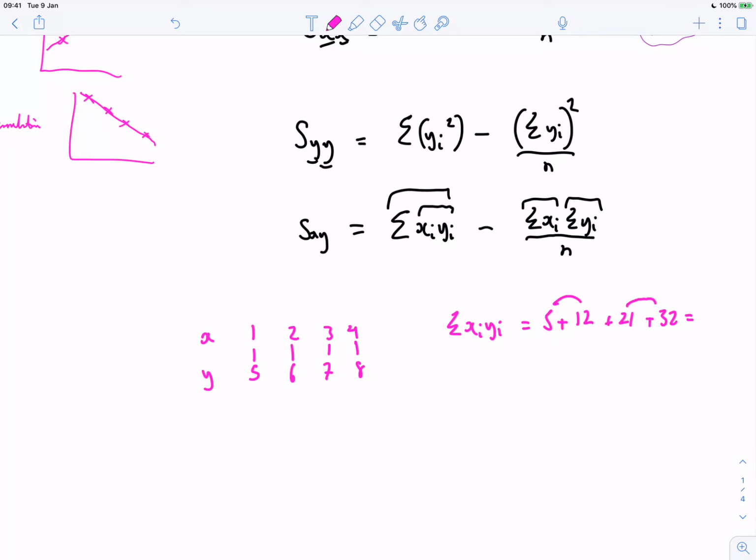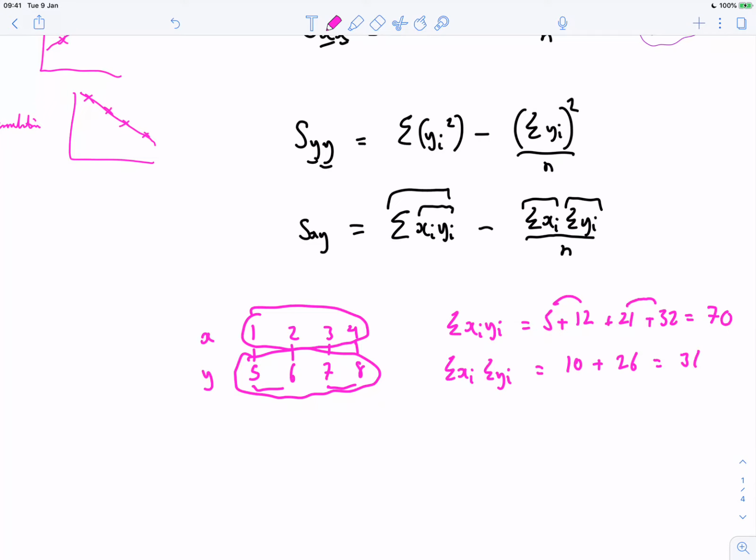17 plus 53 is 70. And now if I take the sum of xi and multiply by the sum of y, then what I'm essentially saying is I sum all of the x's up, which is 10, plus I sum all the y's up, which I want to say is 10 plus 16. I want to say that's 26. Double check. 5 plus 6 is 11. 7 plus 8 is 15. Yep. So that sum is 36.